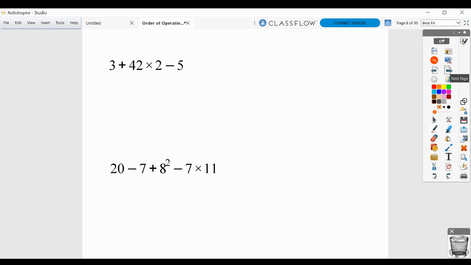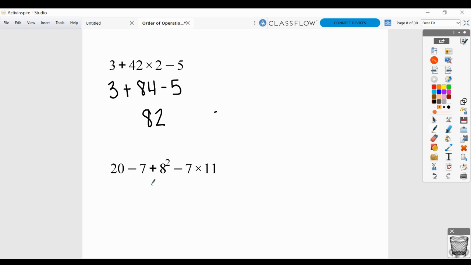Okay, so here's the next couple. We have addition, multiplication, and subtraction. So we want to multiply first. So 42 times 2 is 84. And then we want to add before we subtract because it is left to right. And you can just add all of these together at the same time, and you get 82.